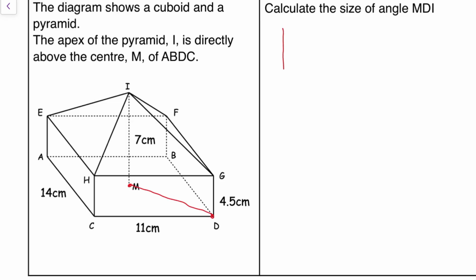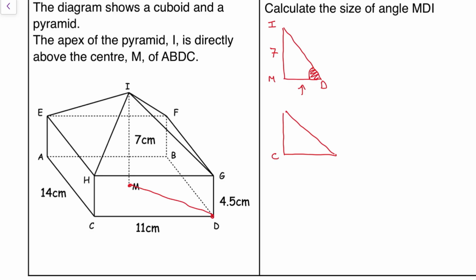So if we think about the triangle that I need, always do this in terms of 2D triangles, there's my I, there's my M and there's my D. I can see already from the diagram that my height is 7. I want this angle here, so really I just need the length M to D.